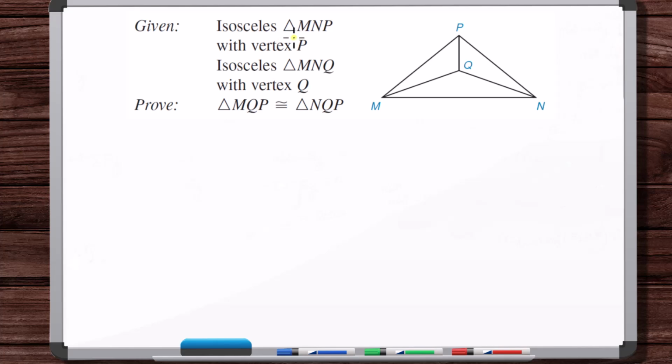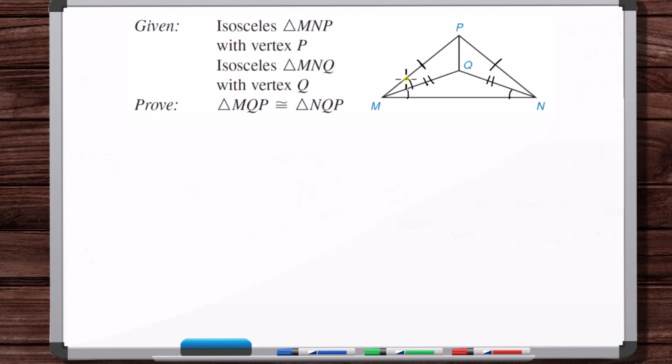Okay, given isosceles triangle MNP, and it tells us the vertex is at P, so that means MP is congruent to NP. Isosceles triangle MNQ with vertex Q, so this is congruent to this. Prove that triangle MQP is congruent to triangle NQP. So let's look at base angles. These are base angles here of triangle MQN, so those are congruent.